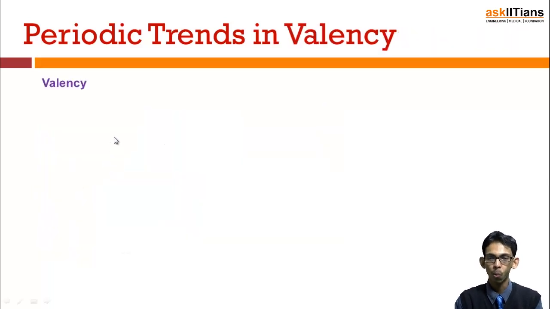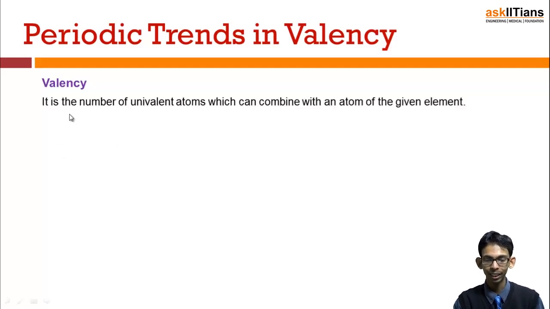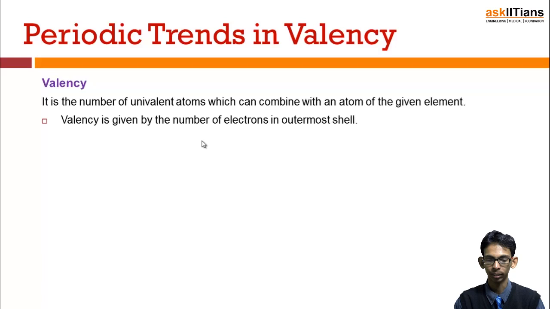Next is valency. As I told you, the groups represent the valency of an element. Group gives us information about the number of valence electrons, and valence electrons give us information about valency. So what is valency? It is the number of univalent atoms which can combine with an atom to give an element. In other words, we can say it is the number of electrons which take part in bond formation.